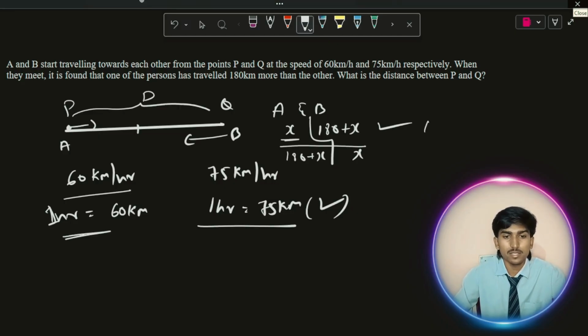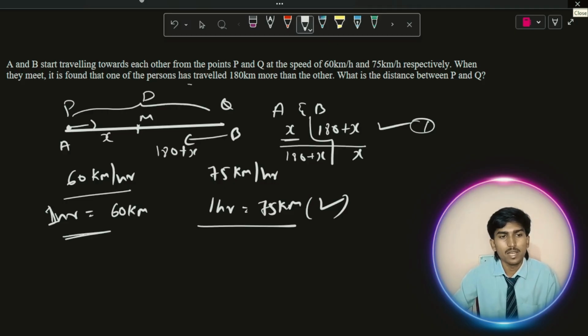Okay, first condition. This is a very important condition. We consider X as the distance A travels to come up to the meeting point. Let's take M as the meeting point. B travels 180 plus X, because it is given that one person traveled 180 kilometers more than the other.